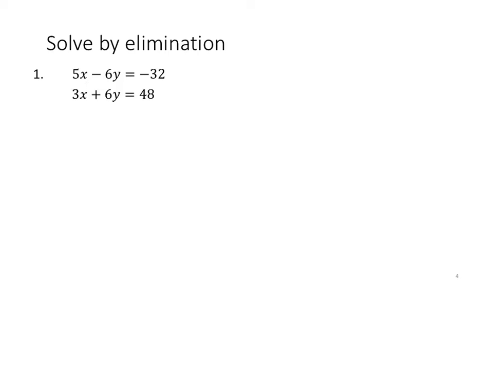If I add my equations together, I know that my negative 6y plus my 6y is going to eliminate my y value. They're going to be gone, okay? So now I'm left with 5x plus 3x, which gives me 8x. Negative 32 plus 48 gives me 16.